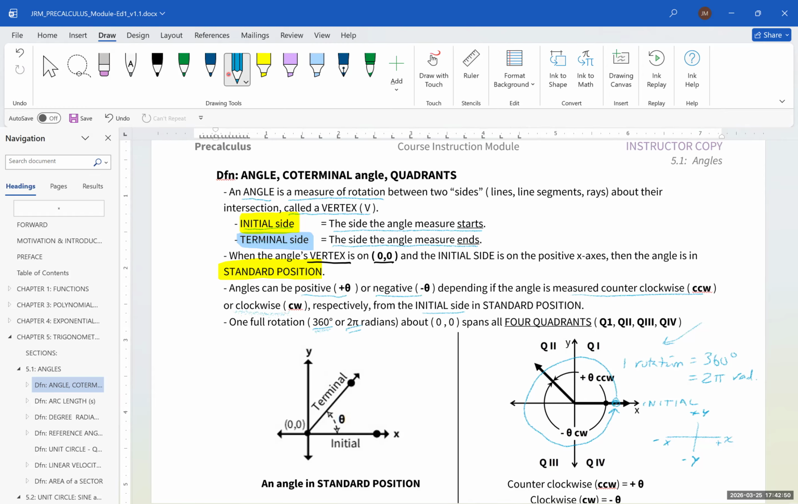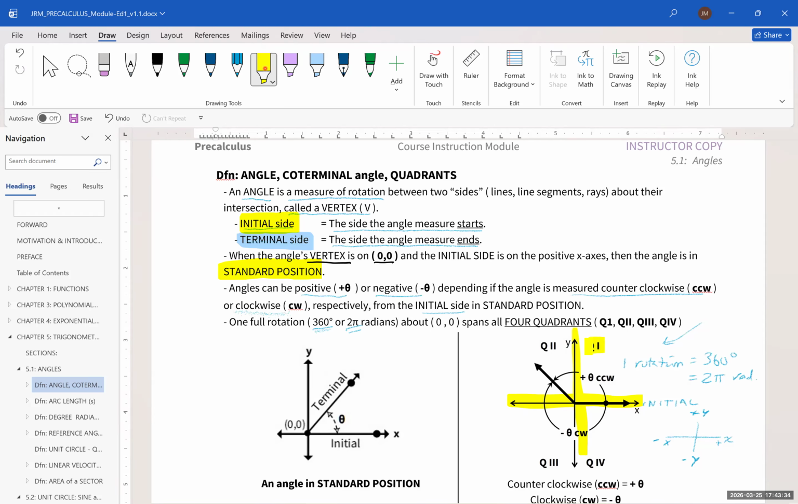It's going to be helpful to be able to refer to angles by the quadrant where their terminal side is located. So what do we mean by quadrants? Even though we are doing rotational angle measurements, measuring rotations going in a circle, this is all being superimposed on top of an X and a Y axis.